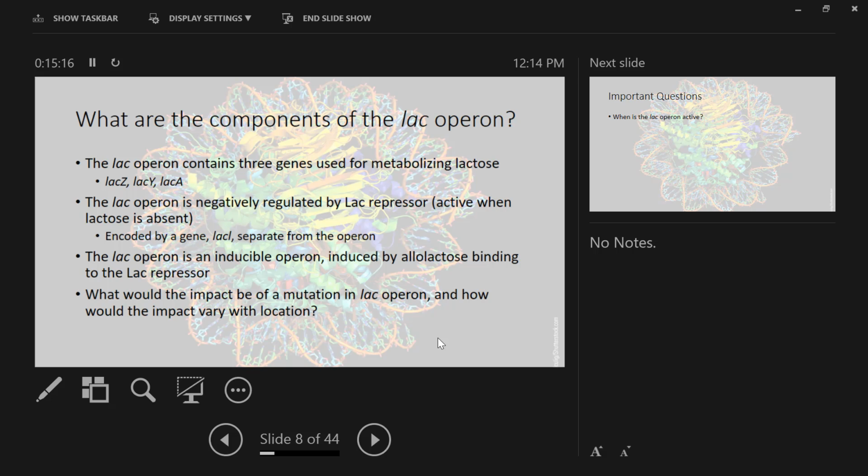And what's even more interesting is what if the mutation is in the operator? What binds at the operator? The repressor, right? So if the operator is mutated, the repressor can't bind, and now instead of the default position being off, the default position is on. It's very wasteful because you're set to metabolize something that may not be present, right?